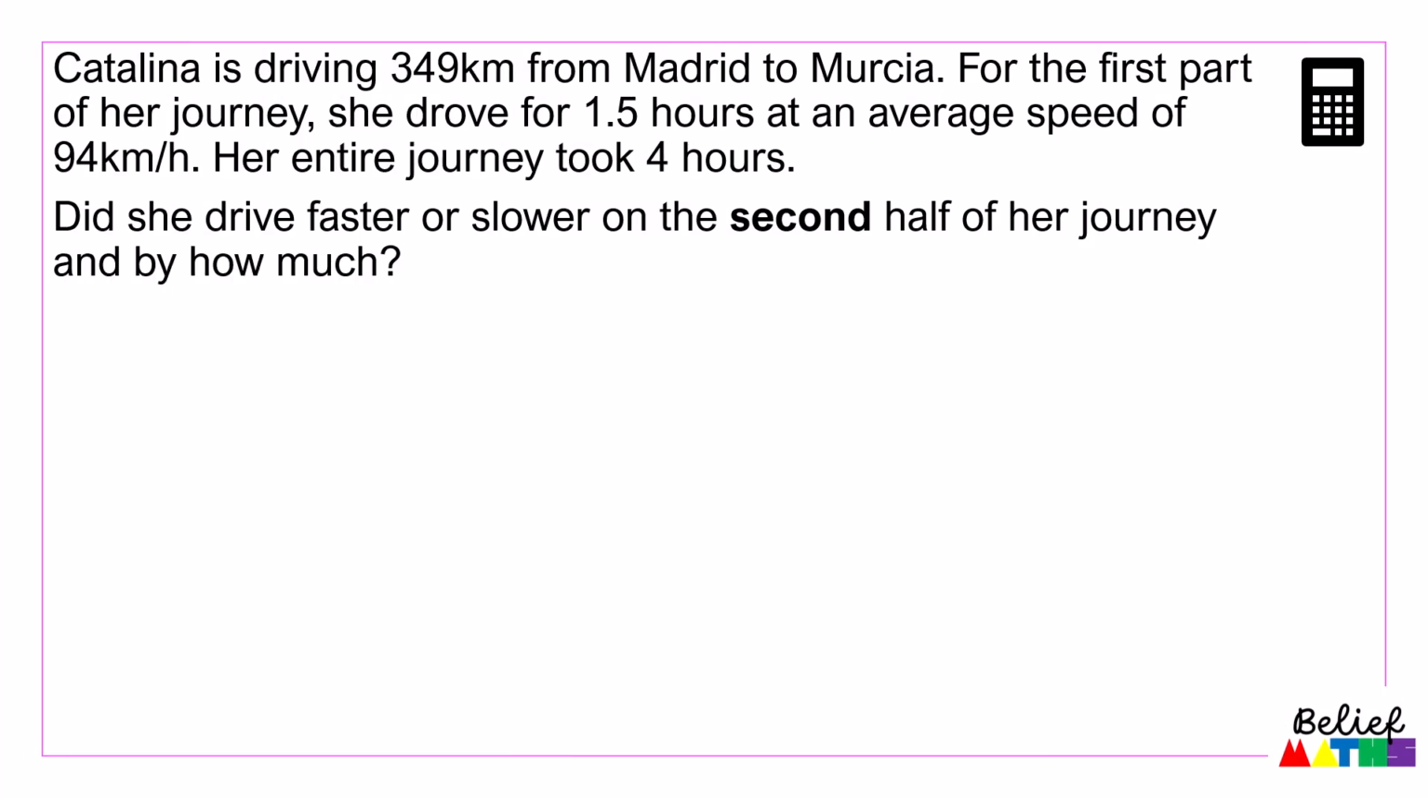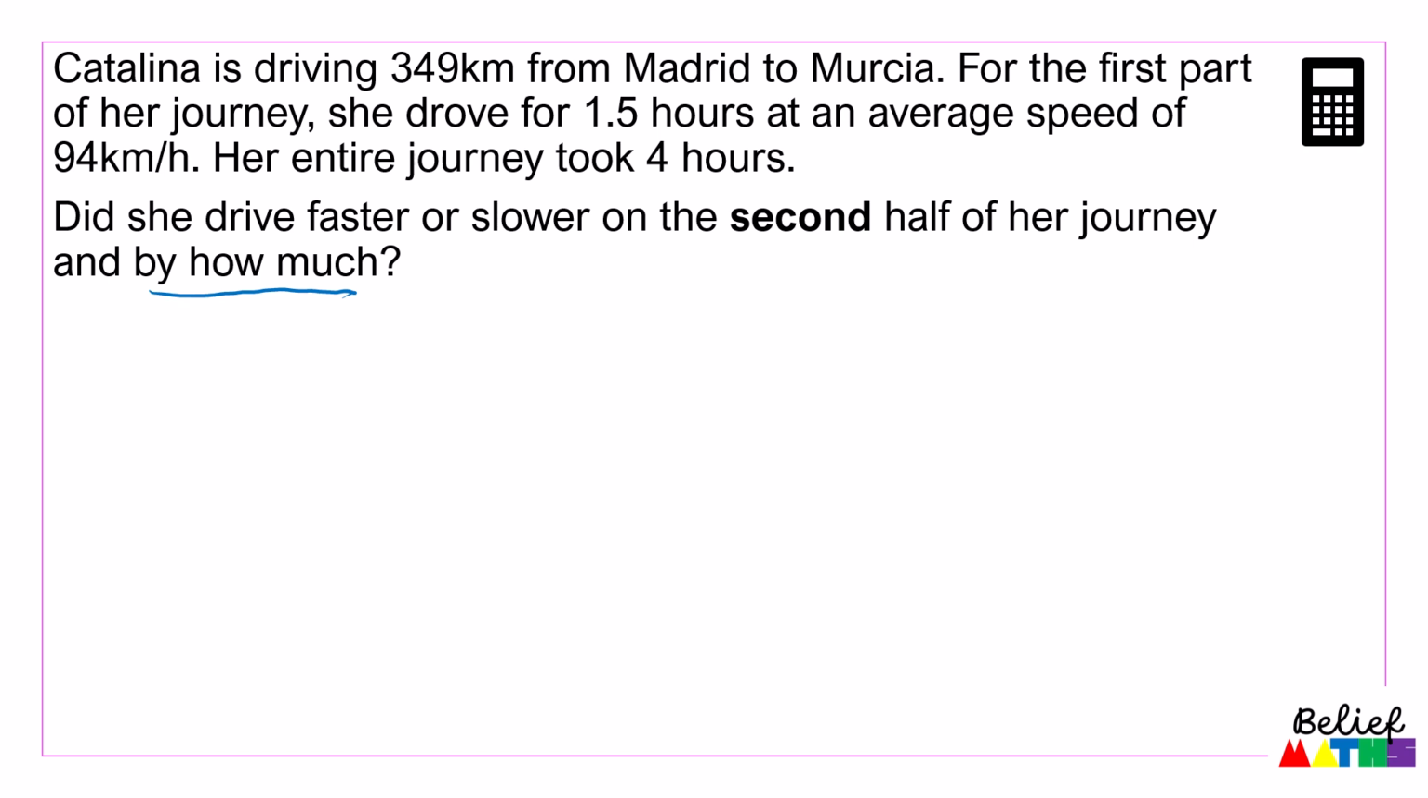So another way it can be asked speed, distance, time is when you're given what I like to refer to as a broken journey, where you're told some information about the first part of a journey, the second part of a journey, and you have to figure out the missing information. So in this case, it tells us that Catalina is driving 349 kilometers from Madrid to Mauritius. For the first part of her journey, she drove for 1.5 hours at an average speed of 94 kilometers per hour, and also that her entire journey took 4 hours. The question is, did she drive faster or slower in the second half of her journey, and by how much?